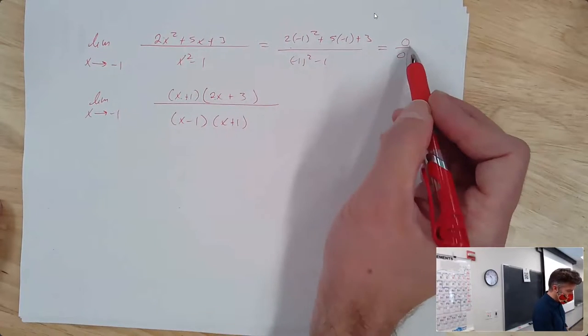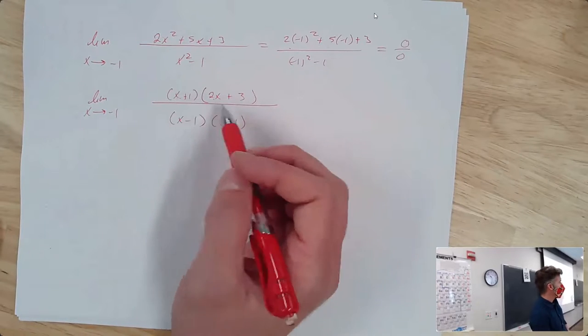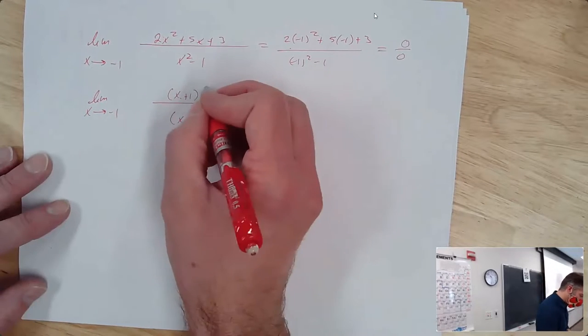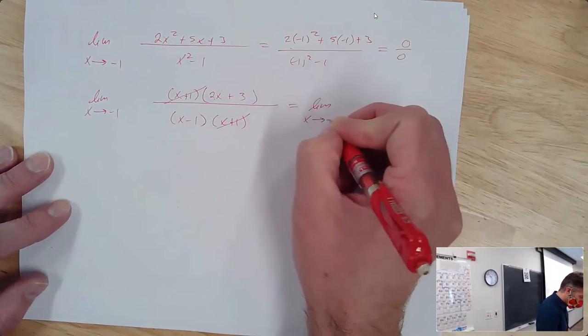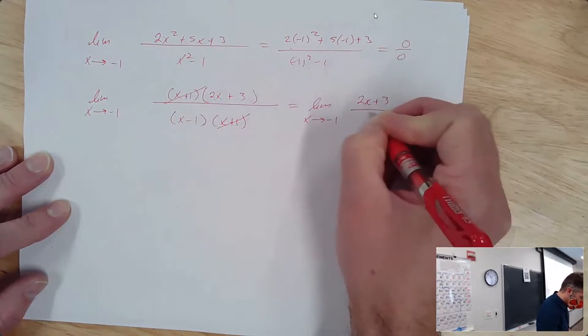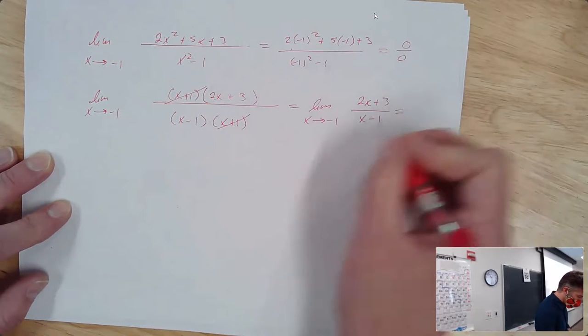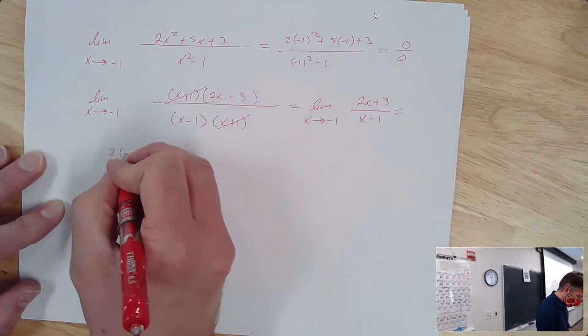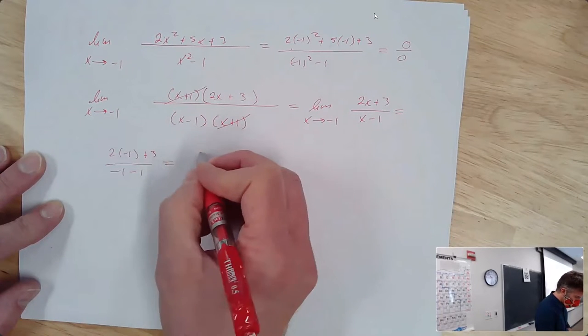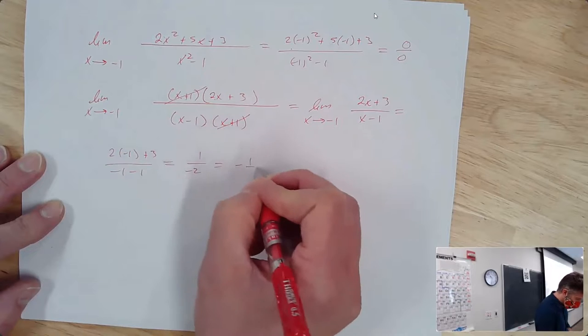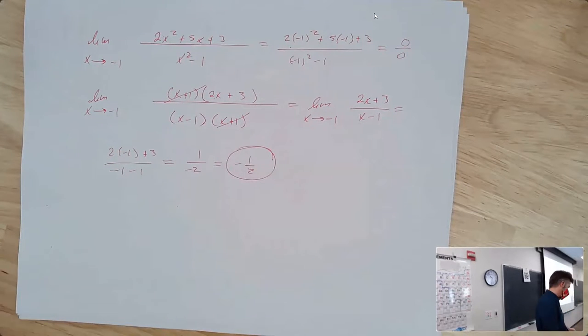Because 0 on top means x plus 1 had to have been a factor, and the other things have to be that. Cancel the x plus 1s. And then we get to plug in a negative 1 for the remaining x's. And we get 2 times negative 1 plus 3 over negative 1 minus 1, which is, let's see, 1 over negative 2, or negative 1 half. So that's how we deal with a thing like that.